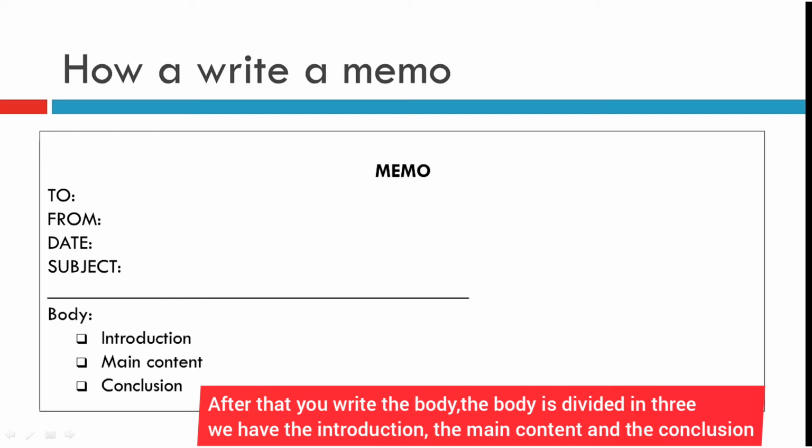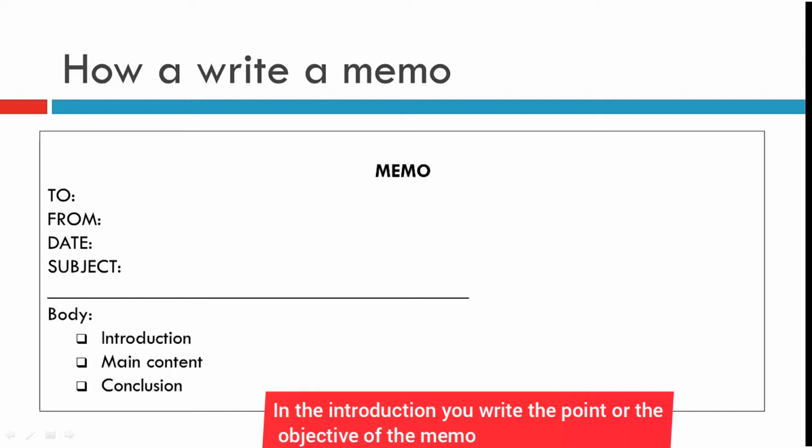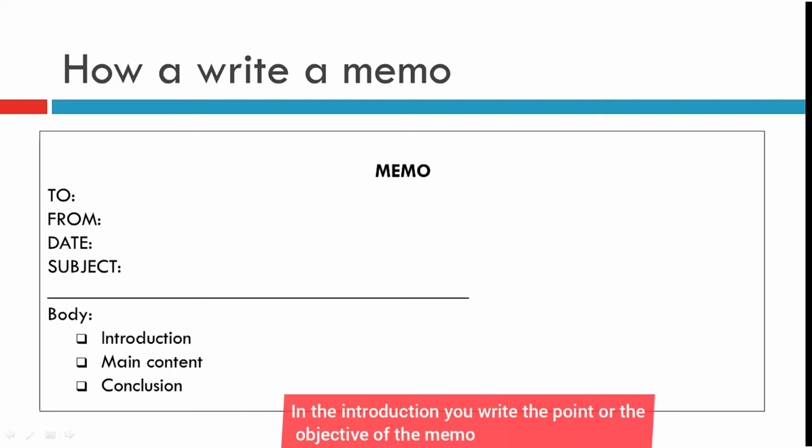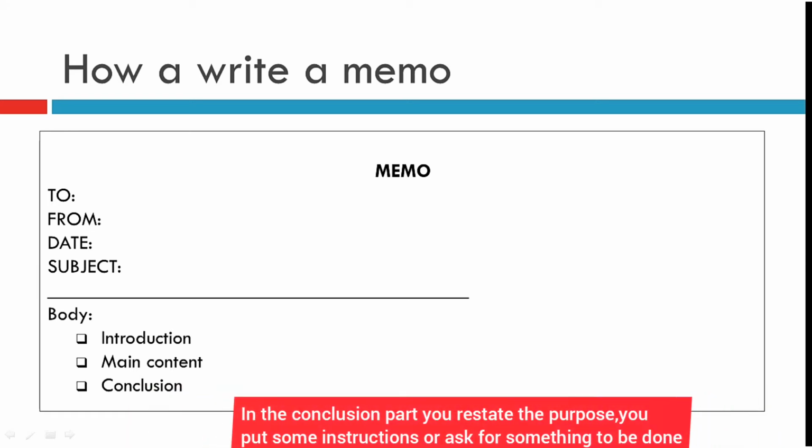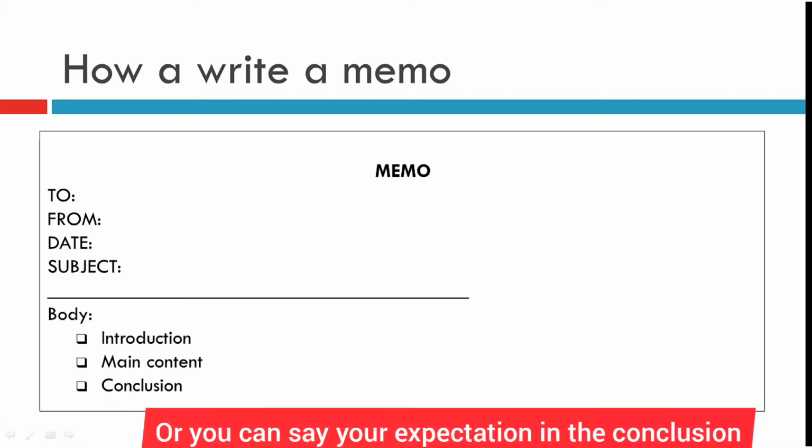After that, you write the body. The body is divided into three. So we have the introduction, the main contents, and the conclusion. In the introduction, you write the points or the objective of the memo. Then in the main content, you provide details, relevant details. You may use number lists. Then in the conclusion part, you reconfirm the purpose, and then you can put some instructions, or you can ask for something to be done, or you can say your expectation in the conclusion.